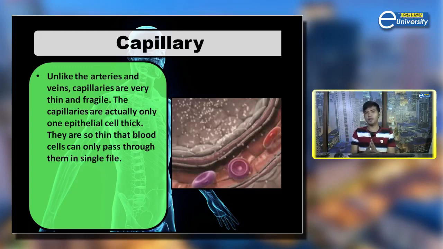Unlike arteries and veins, capillaries are very thin and fragile. So the capillaries are actually one epithelial cell thick, and they're so thin that blood cells can only pass through them in a single file.